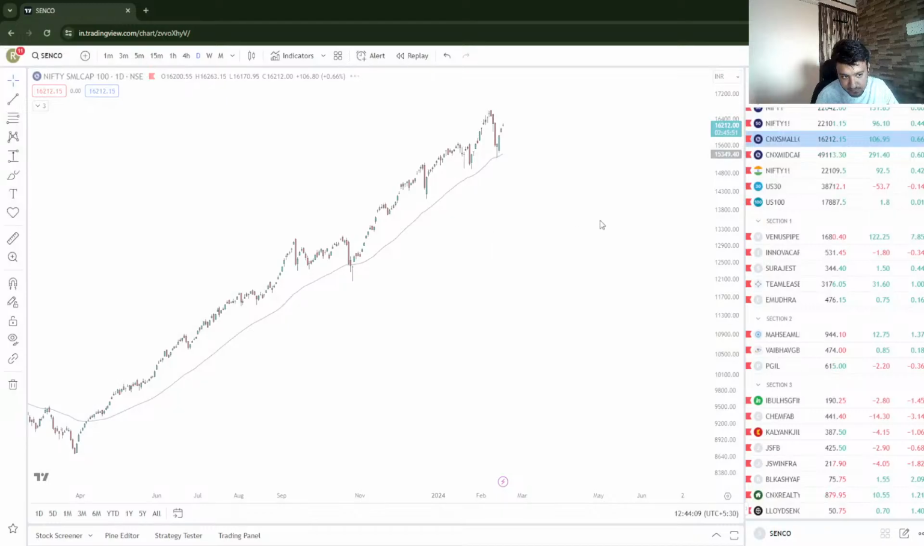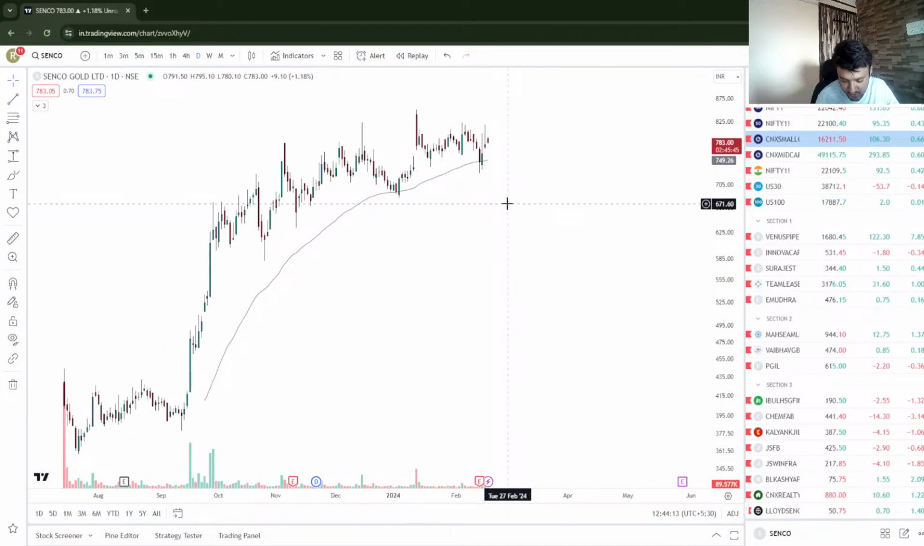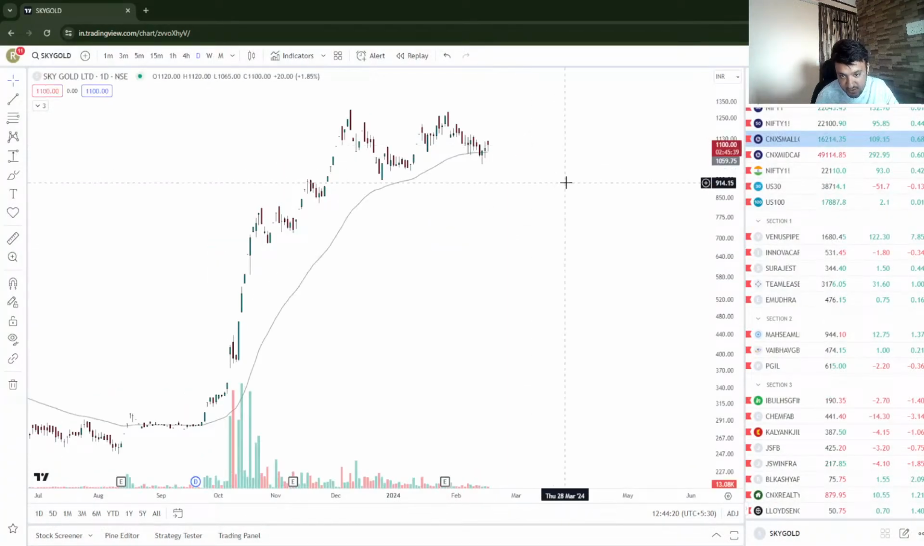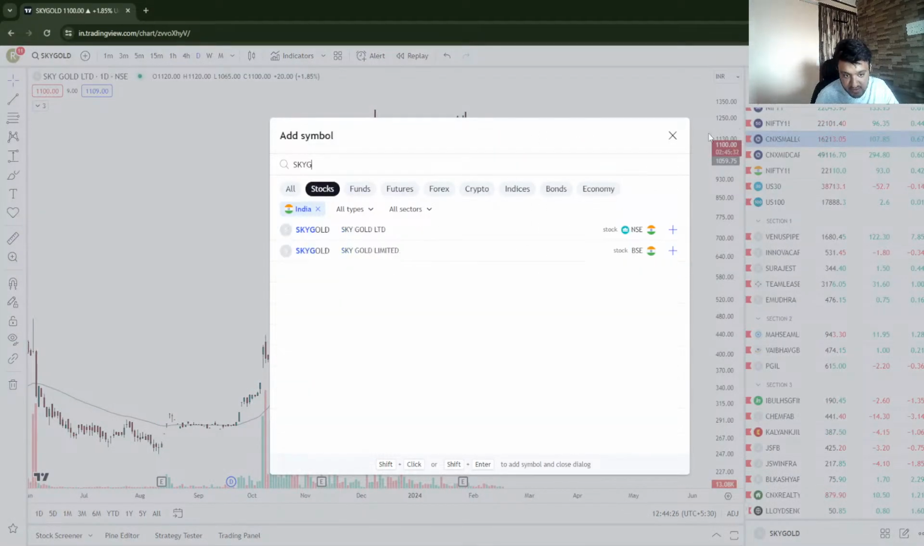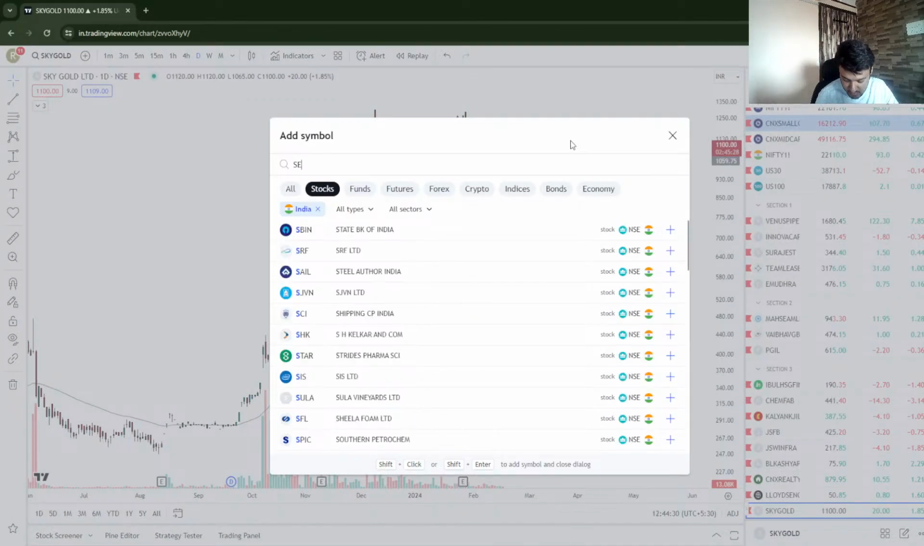Senco Gold. Again, looks the same. Maybe just wait for a couple more days before buying heavy. But jewelry stocks are actually doing good. These jewelry stocks, they are actually doing very well. So maybe you can make an exception for these jewelry stocks. Let me just add both of them.